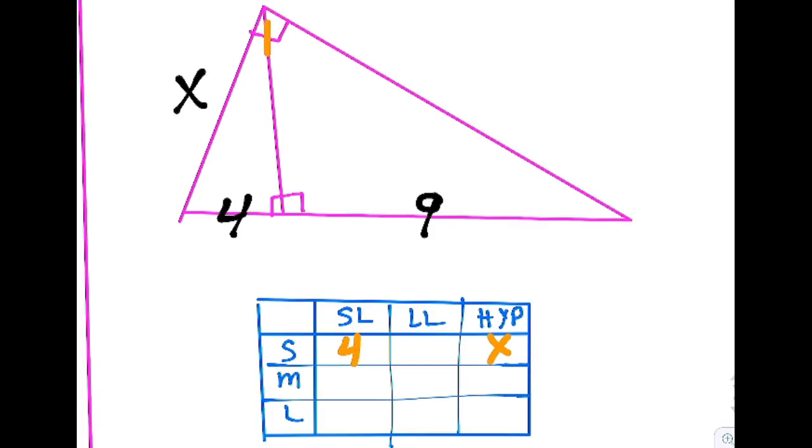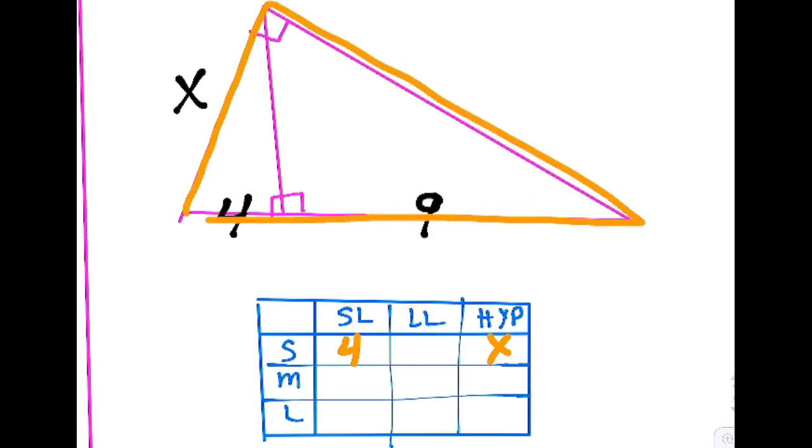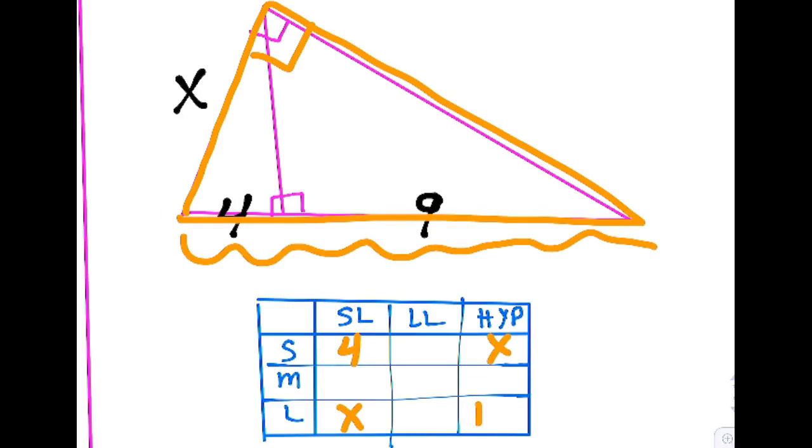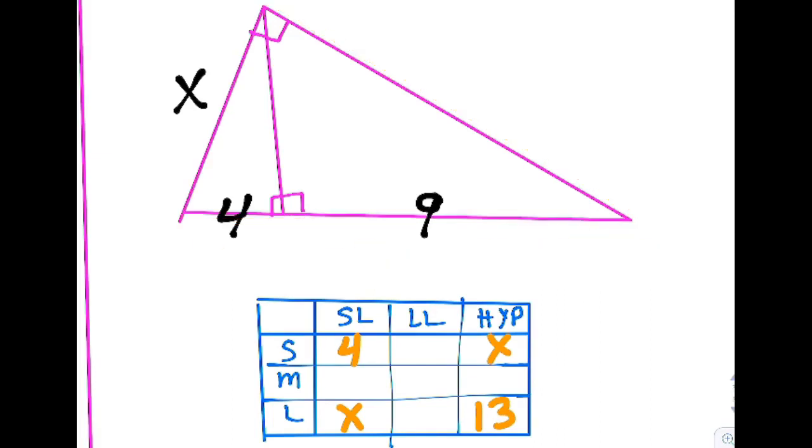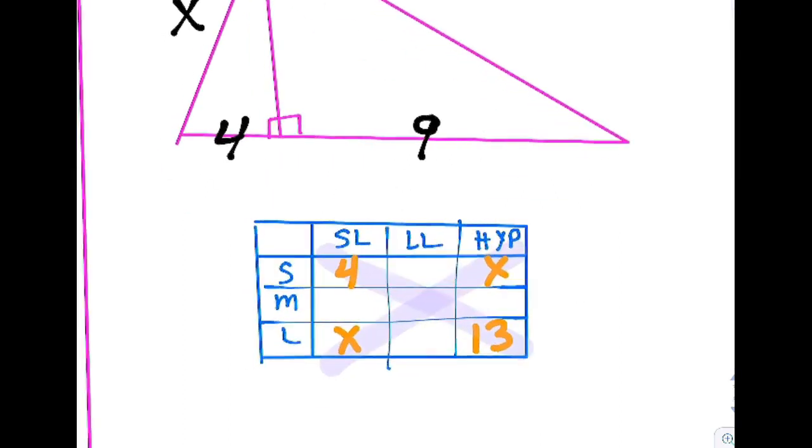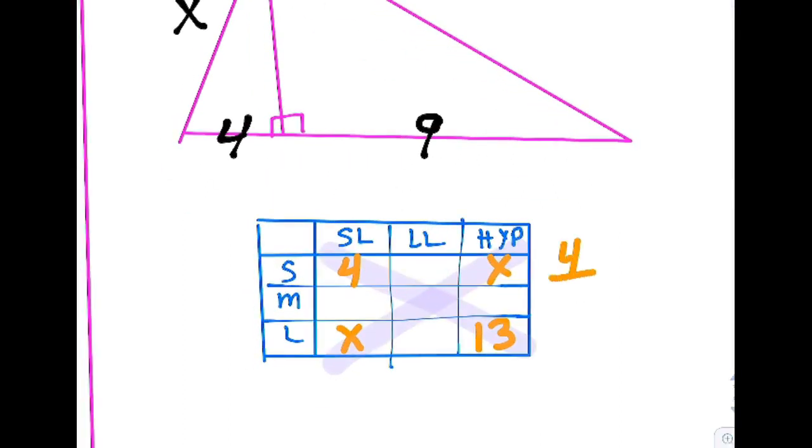The medium triangle only has one thing, so I'm not using that, but I am going to use the upside down giant one here that has a short leg of x and a hypotenuse of 9 plus 4, which is 13. So I have what looks to be a ratio right there, 4 over x equals x over 13.